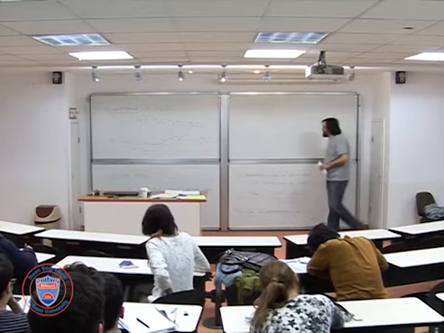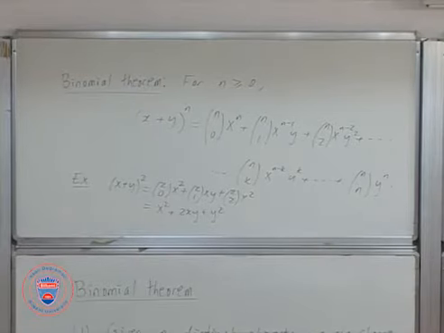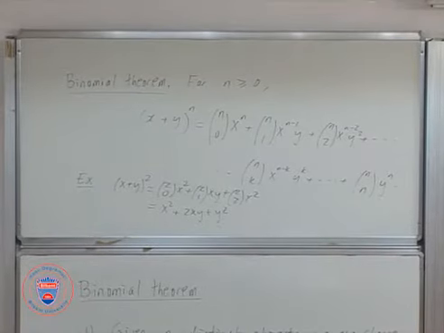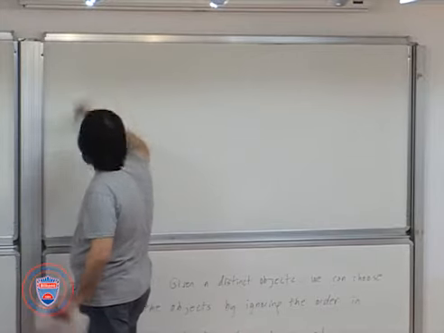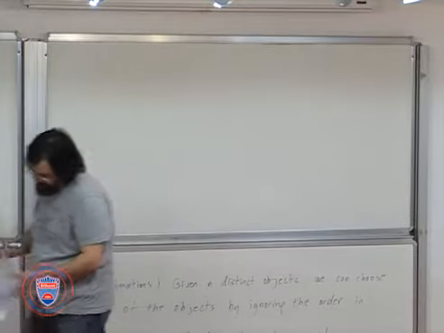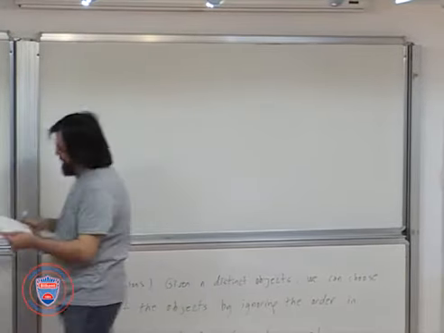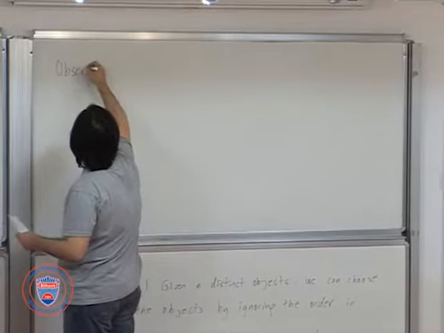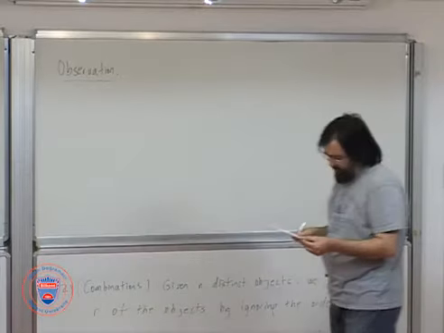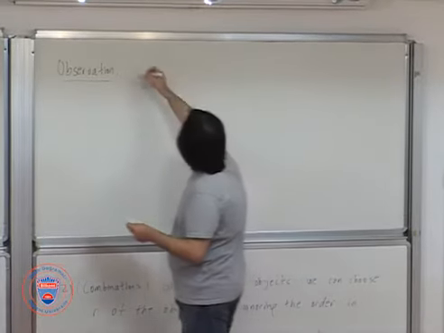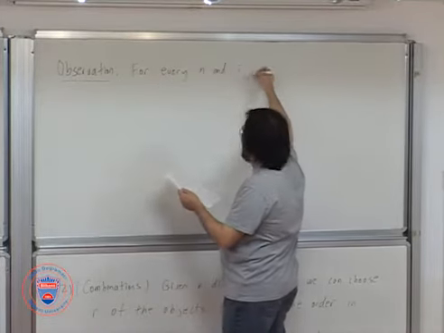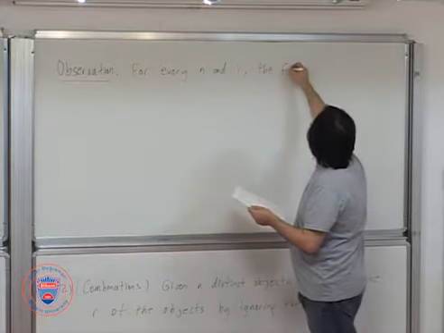Now I'd like to go into this a little bit and explain why this is true. One of the ways to approach this is to start with this observation, which is very valuable and will be used for this theorem. For every n and i, the following identity holds.